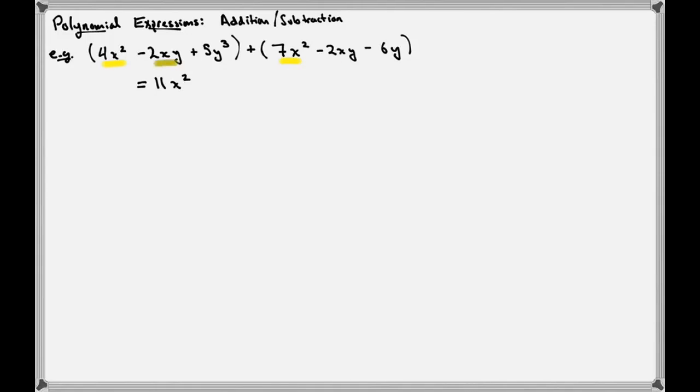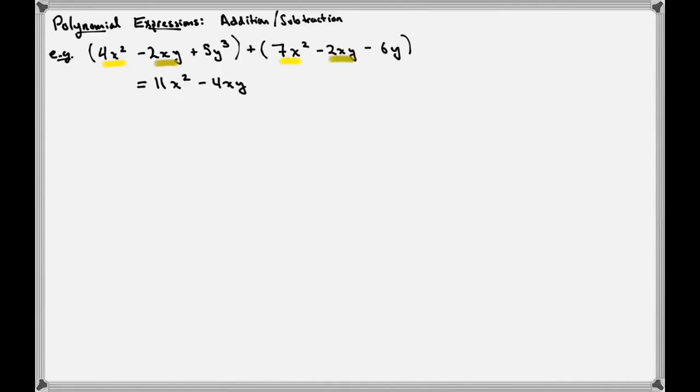Next term I'm looking at is minus 2xy, and another minus 2xy here is being added to it. They are like terms because they both have an x and a y without any other exponents in there. I have negative 2 of them and minus 2 of them here, so combining the coefficients, I'll have minus 4xy.